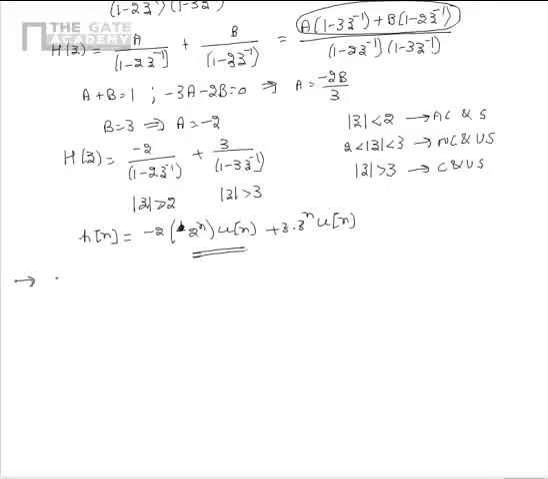In the above example, if the system is causal and stable, find h of n. From the obtained ROCs, we see that causality and stability are not possible together. From this, we can say that the impulse response h of n, which satisfies causality and stability, does not exist.